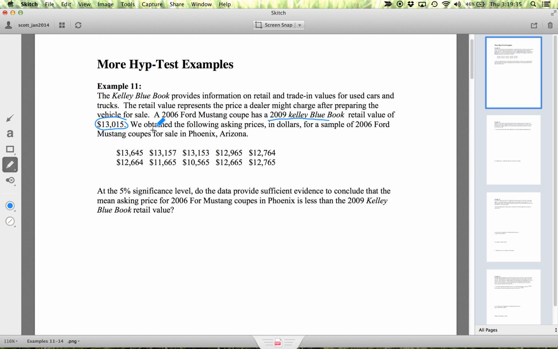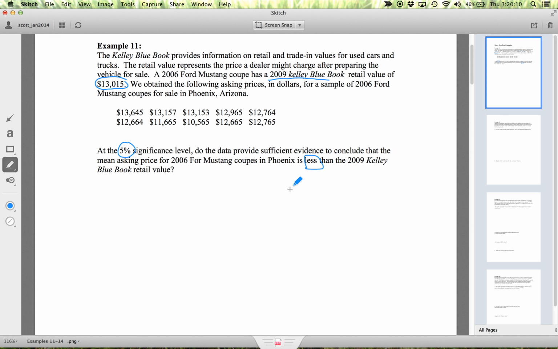$13,015. But we looked at some of the asking prices for various 2006 Ford Mustangs in the Phoenix area, and we got 10 different asking prices based on their quality and things like that. Here is the information. This question is asking us, at the 5% significance level, to test if the average asking price is less than what the Blue Book value says it should be.